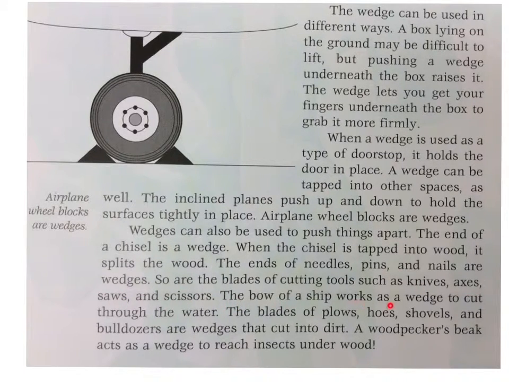The bow of a ship works as a wedge to cut through the water. The blades of plows, hoes, shovels, and bulldozers are wedges that cut into dirt. A woodpecker's beak acts as a wedge to reach insects under wood.